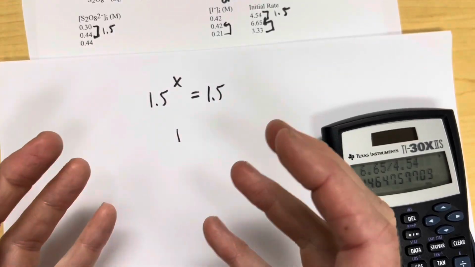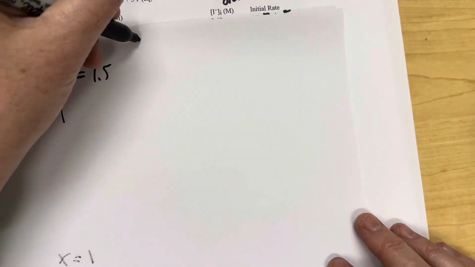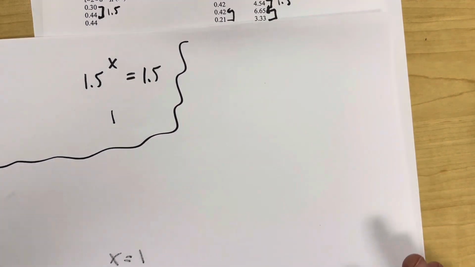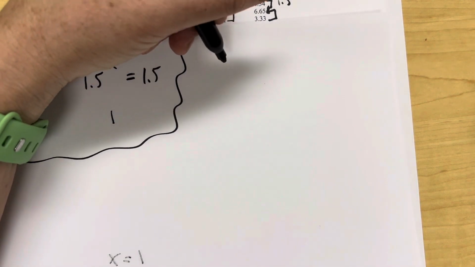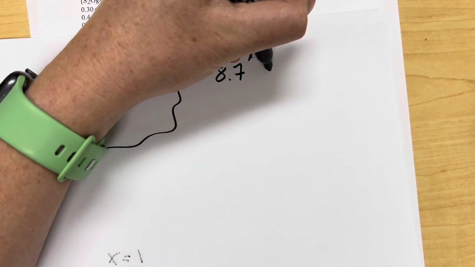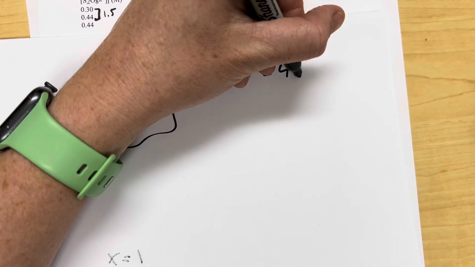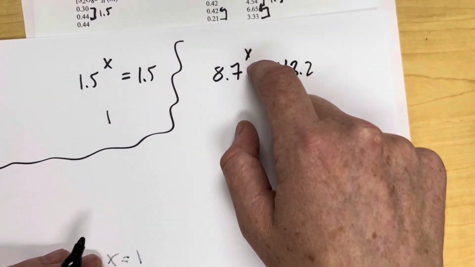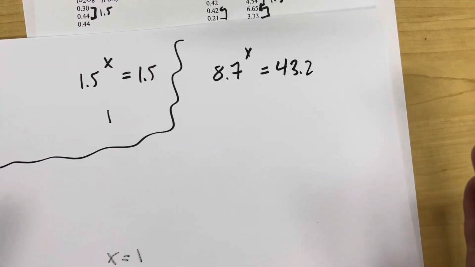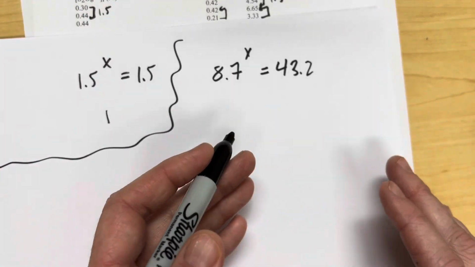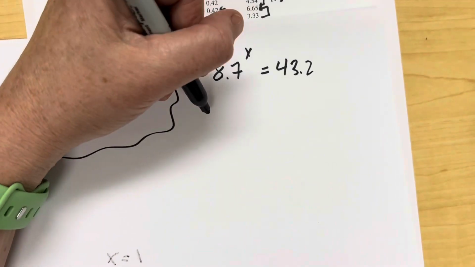Now, if you did not know that, let's set this up. We did it in the lecture notes, but nevertheless, I think it's important to go over it again. Let's say you had 8.7 to the x equals 43.2. I don't know what x is. Now you can go through your calculator and guess a whole bunch of numbers, which is kind of fun, especially if it's a really round, easy number. Or you could take the log of both sides.